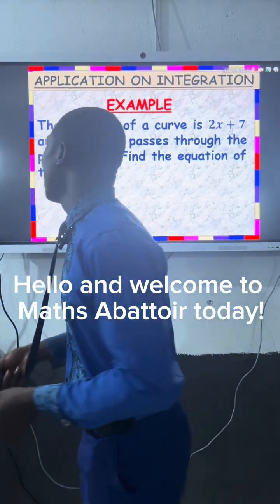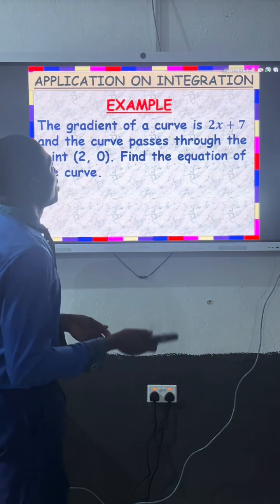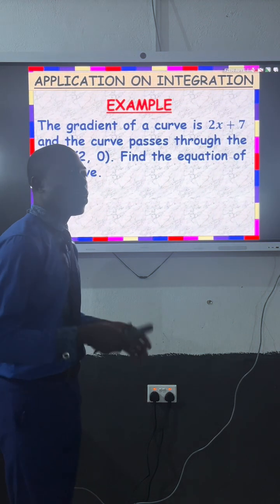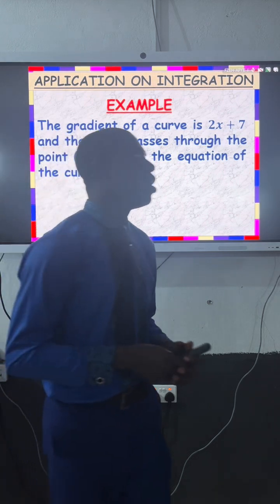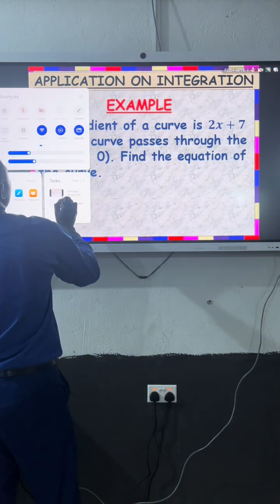Today we want to look at a question under application of integration. They say the gradient of a curve is 2x plus 7. Alright, the gradient of a curve is 2x plus 7. So look at what we write first of all. The first thing is 2x plus 7.